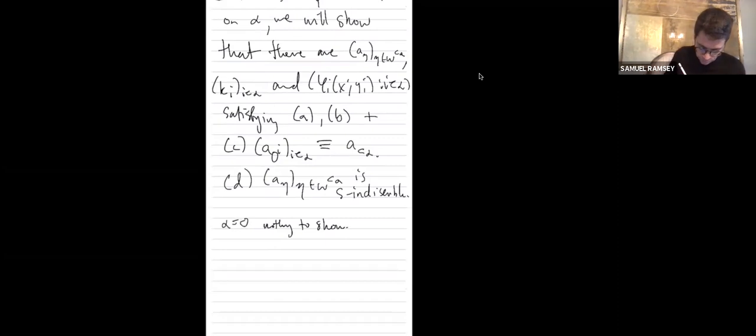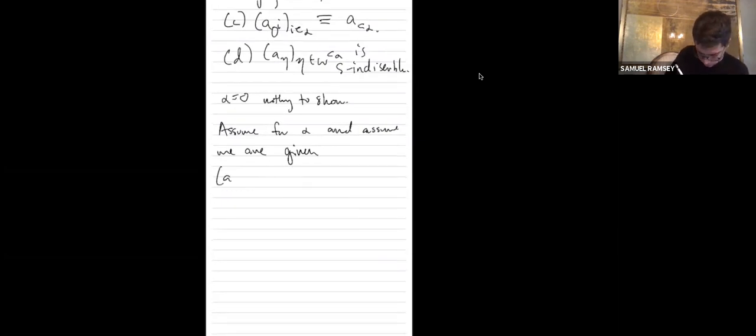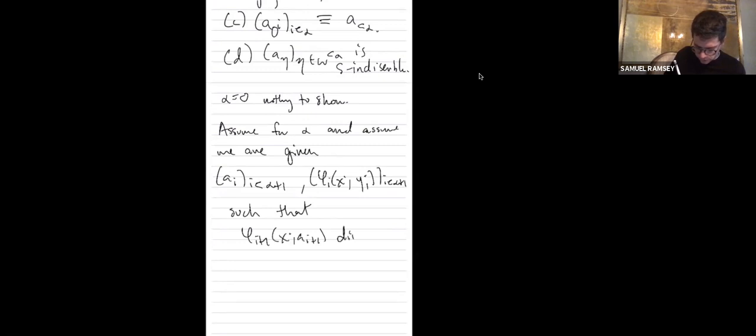So now assume for alpha, and assume we are given a_i, i less than alpha plus 1, and a sequence of formulas phi_i(x, y_i), i less than alpha plus 1, such that phi_{i+1}(x, a_{i+1}) divides over a_{less than or equal to i} for all i less than alpha plus 1.